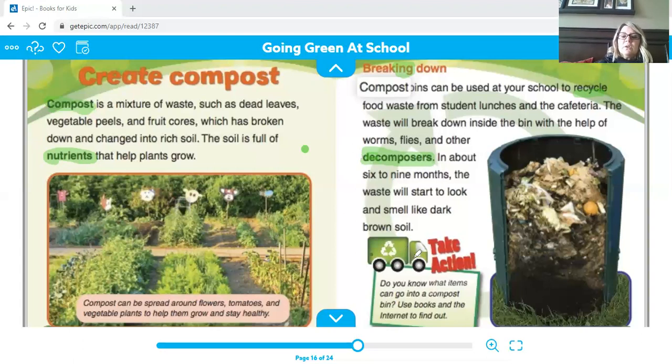If I look down here, I see take action. Do you know what items can go into a compost bin? Use books and the internet to find out. That might be fun to do. When you have some time, if you want to read this story, you could go back through and do some of these things. Let's look on the next page.